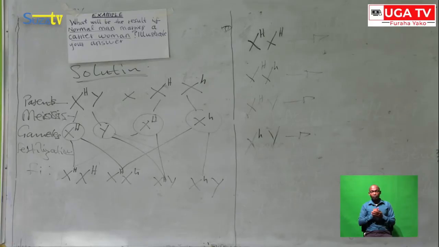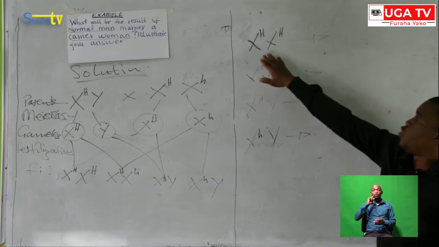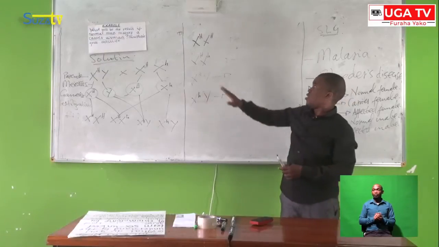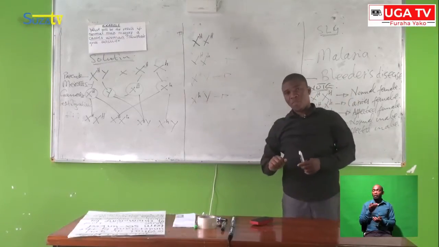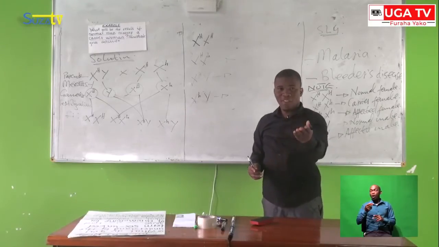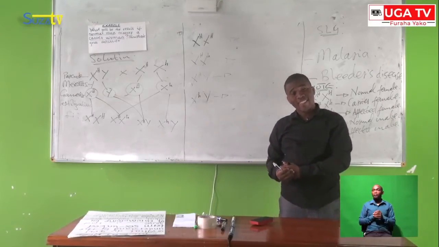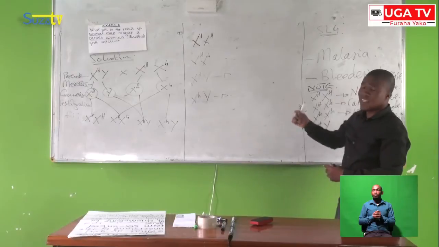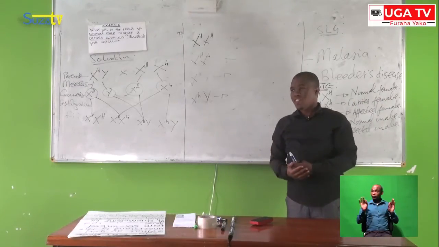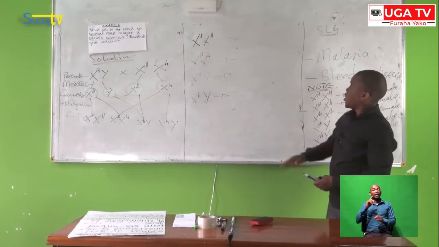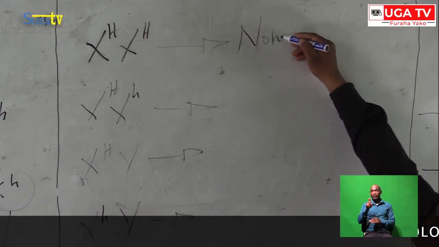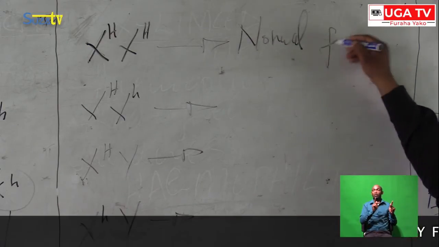I want you to try the state of this one. Who can try, please? Is it carrier, or normal, or affected? Saira, can you try, please? The state? Thank you very much. Clap one for Saira. Okay, she tried well. So this is a normal female.